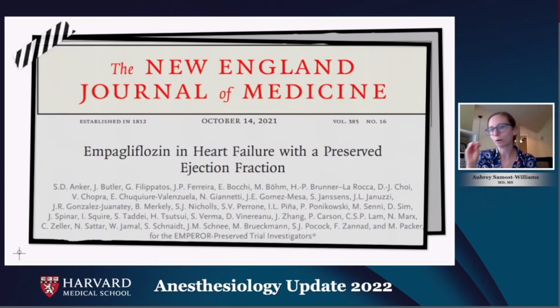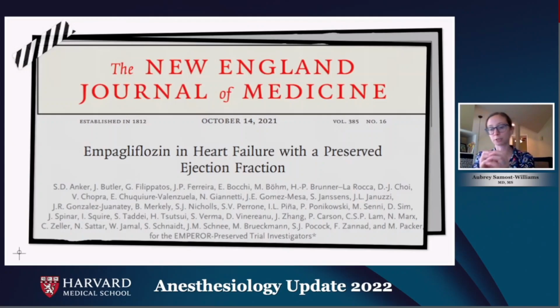You can bet that more and more patients are going to show up to your ORs on SGLT2 inhibitors, and they may not even be diabetic because of this study. So keep that in mind, because it turns out that SGLT2 inhibitors, while they're wonderful, have a huge adverse event risk. And that adverse event is euglycemic diabetic ketoacidosis.